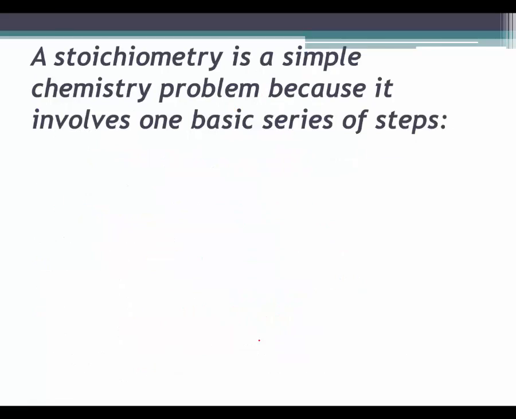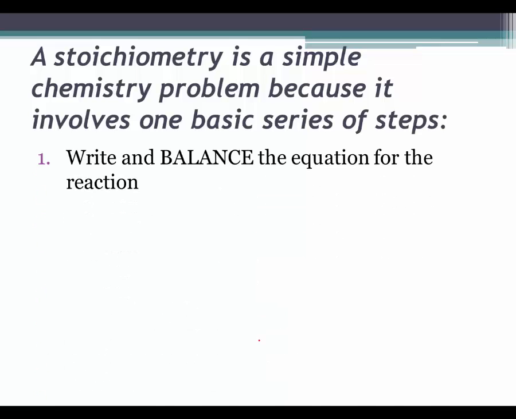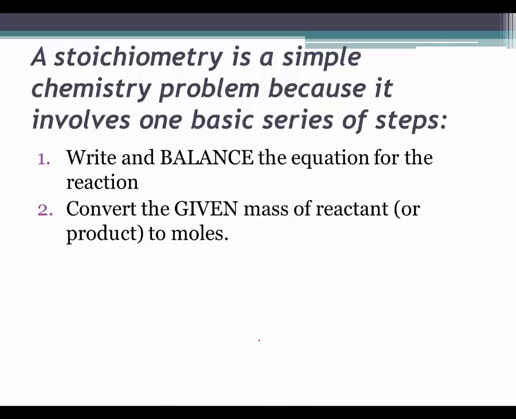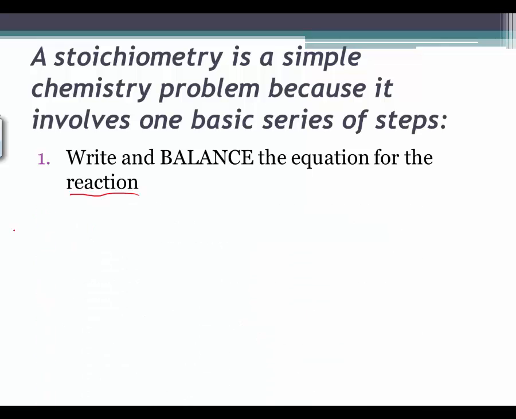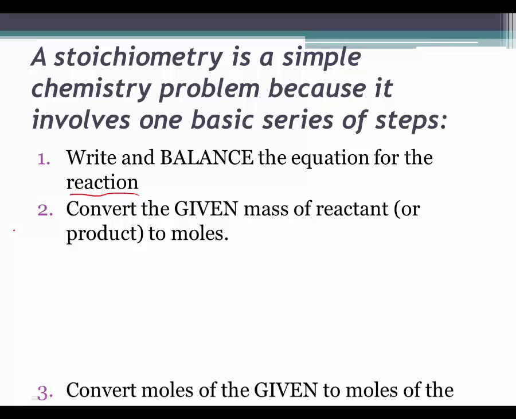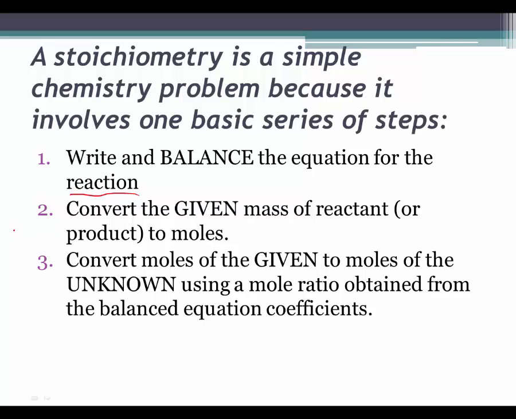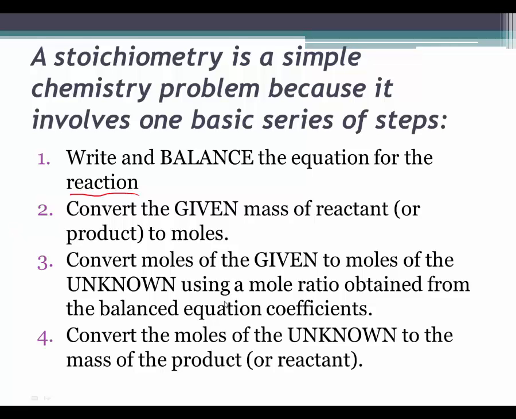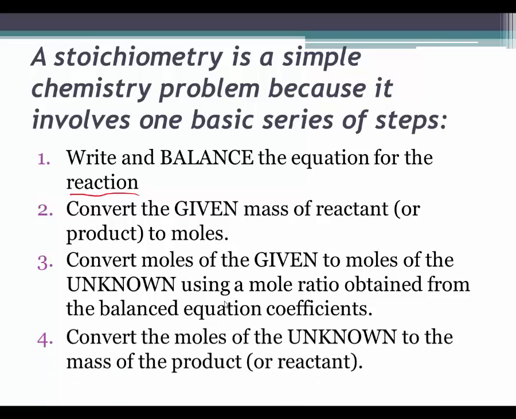So let's do an example here. Remember, in chemistry, a stoichiometry problem is a simple math problem because it involves one basic series of steps. Number one, you write and balance the equation for the reaction. If you don't have a reaction, you can't do stoichiometry. You can convert from grams to moles, but that's all you can do. So convert the given masses of reactants to moles. Convert the moles of one to the moles of another. And then once you have the moles of your unknown, convert it to your mass, and then you have your final answer.